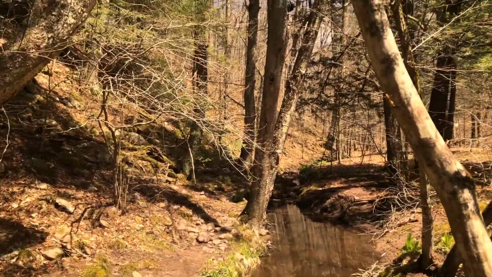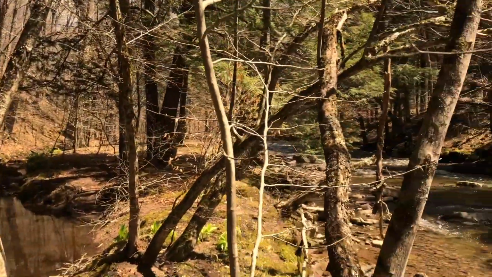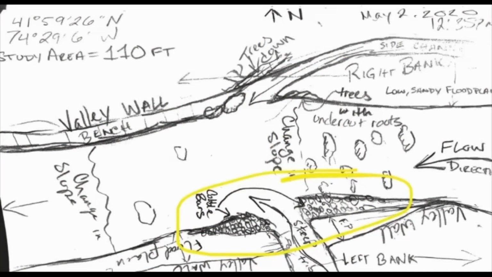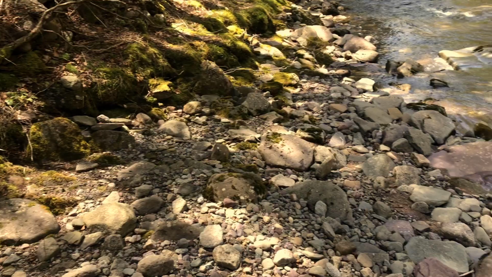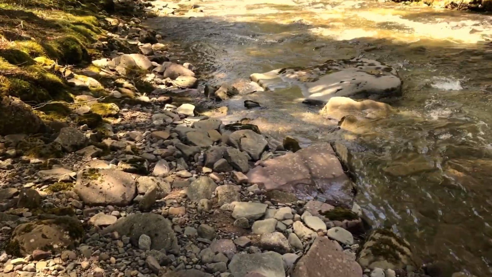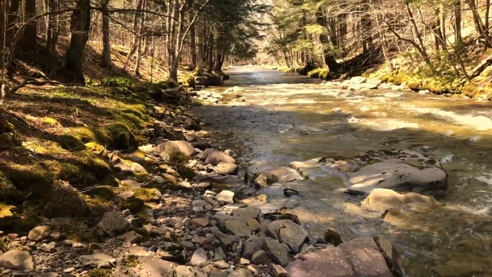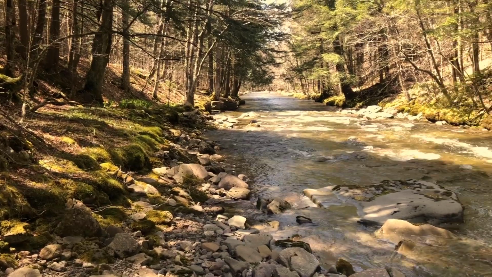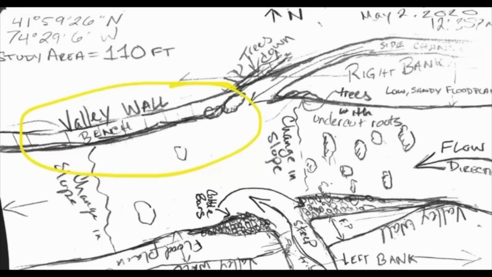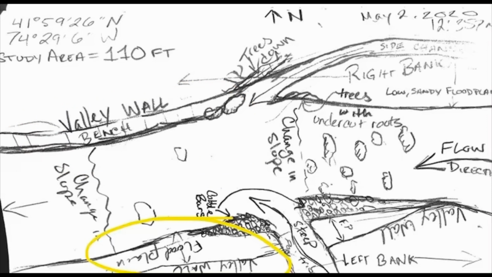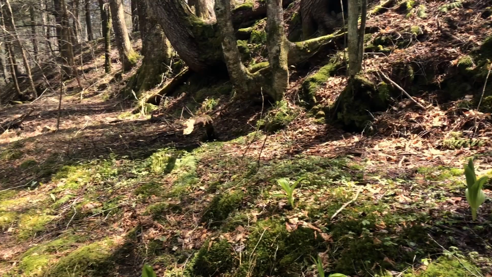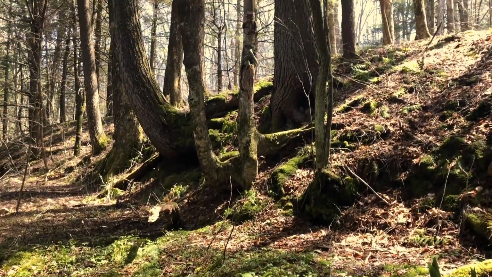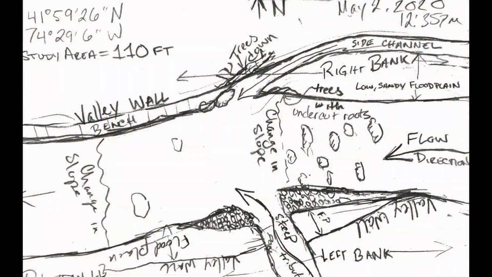You can see that this flows against the valley wall. I've also made sure to note the presence of these cobble bars that we see where the tributary meets the stream, the junction. The areas that I've labeled as the valley walls are where there is a sharp change in slope that creates this wall that confines the stream to this channel.